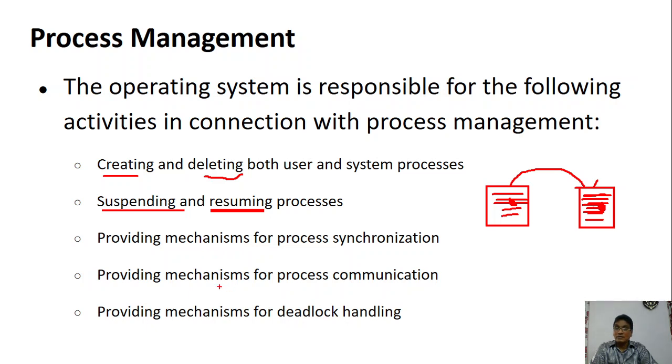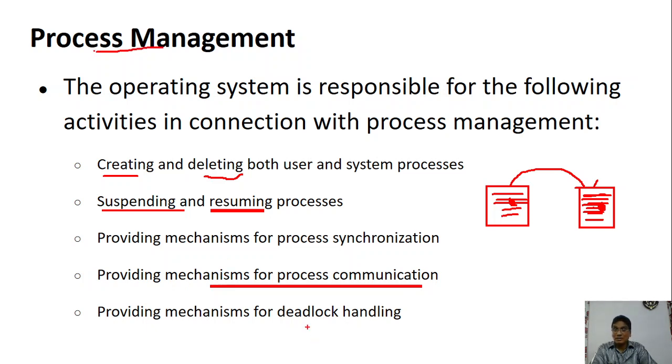Next one is the communication. As I have already told you, there are two processes. How can they synchronize? In order for them to synchronize, there must be a communication. If they are not communicating with each other, there is no way that they can synchronize. So when one process wants to stop the other process, or when one process says you please slow down, I'm not able to follow up with you, then there must be a kind of communication between the two processes. Who is going to handle that? That is handled by the process management.